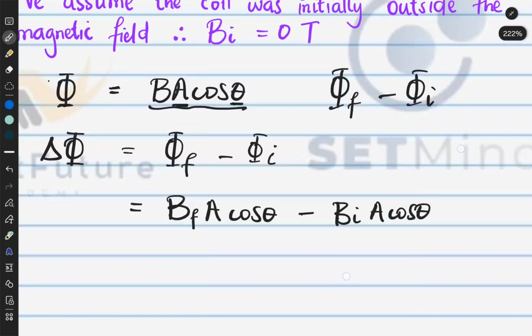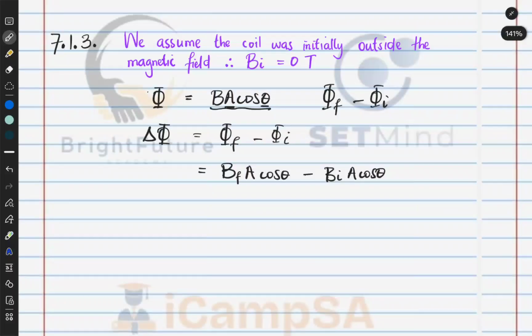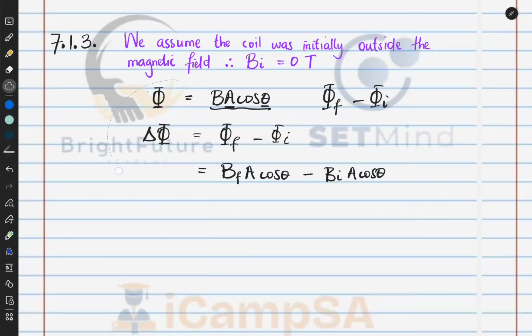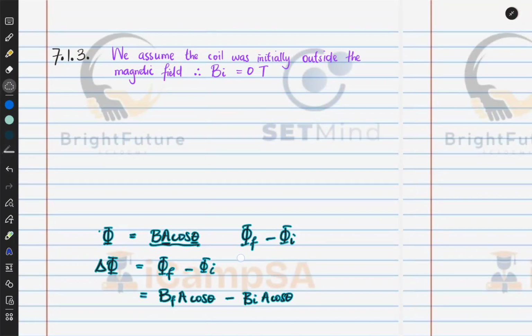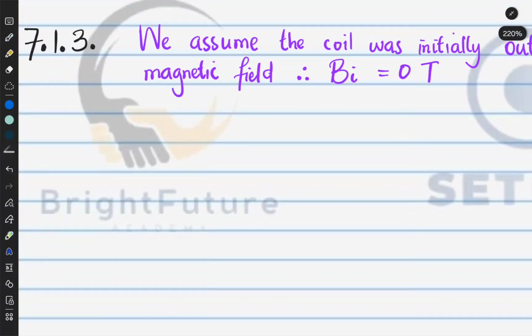With regards to theta, we said we will assume that theta is constant. Theta is 0. So basically we are assuming that the magnetic field lines are directly perpendicular to the face of the coil. Let me show you what that means. Or they are at an angle of 0 degrees when compared to the normal, which is the usual convention we use. So that's our second assumption.